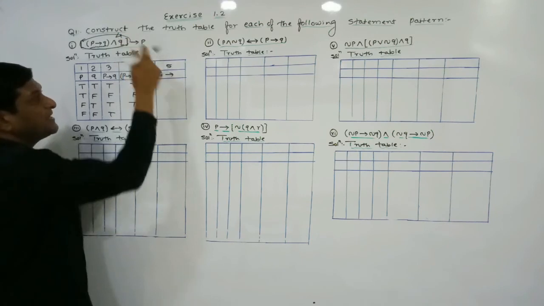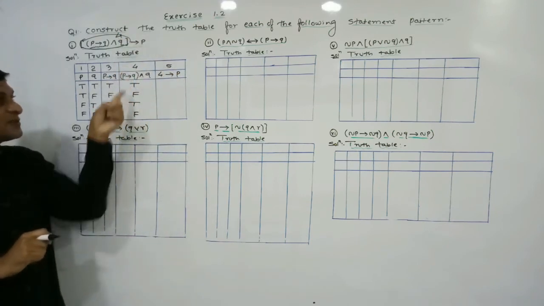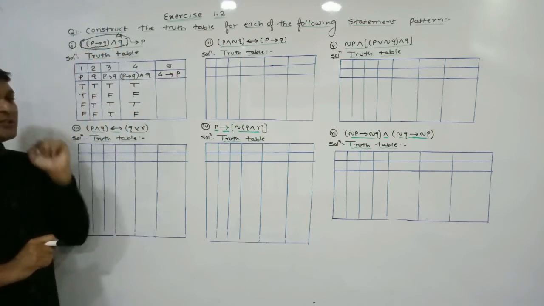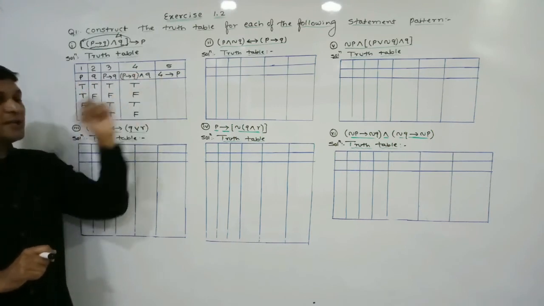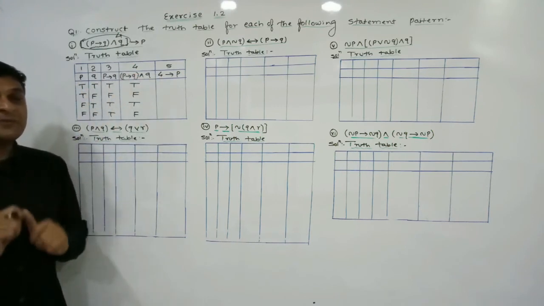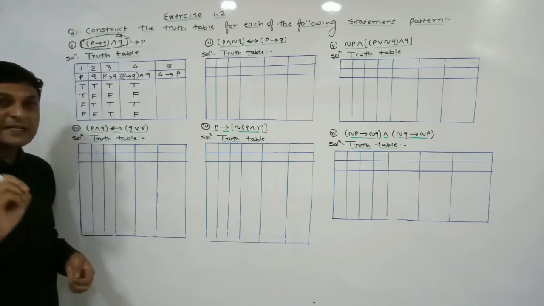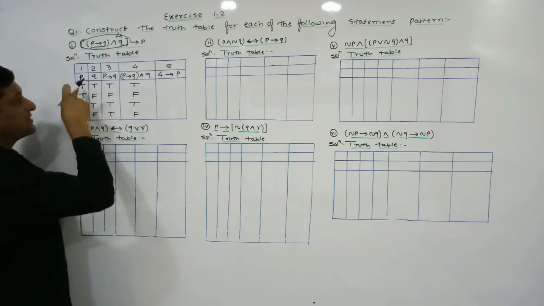And 4 implies P. So the truth value of 4 is known to us, meaning this whole statement, and the truth value of P is also known to us. We are connecting these two statements by implication. In case of implication, only if the first statement is true and the second statement is false, the implication is false. So this is the first statement and this is the second statement.